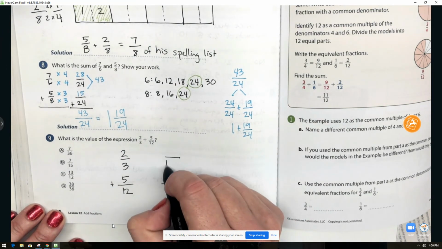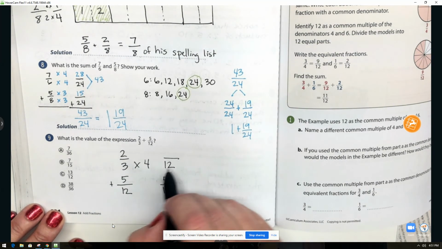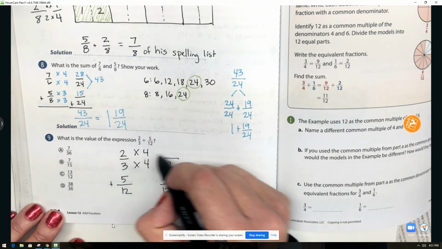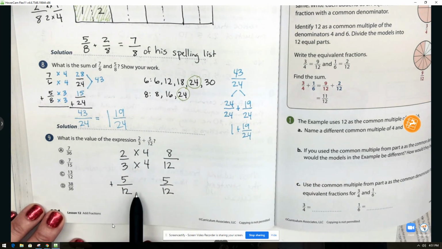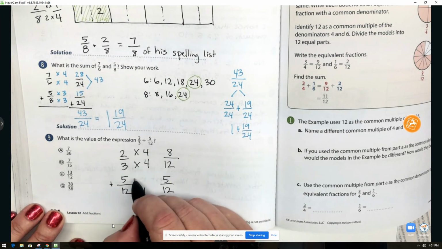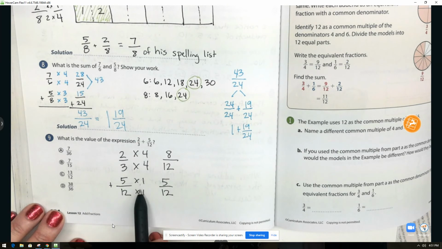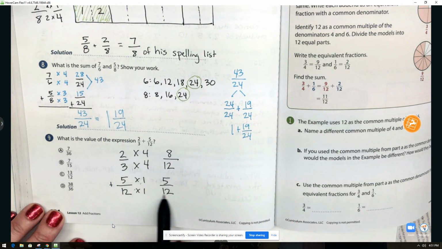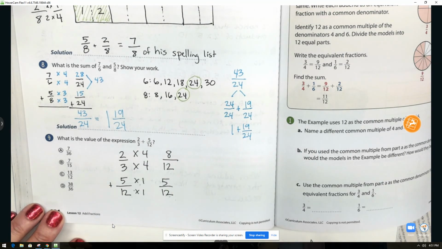So if we're going to make 2/3 into 12ths, I know that 3 times 4 is 12, and 2 times 4 is 8, remembering to multiply them both by the same amount. We don't need to do anything. Technically, we're multiplying it by 1 if you want to write something there so that you have something there. But we don't need to change it because 5/12 is already written in an equivalent fraction that we can add where the two have the same denominator.